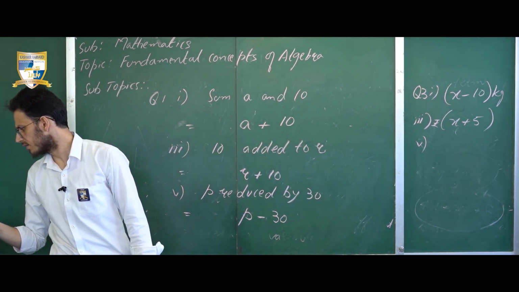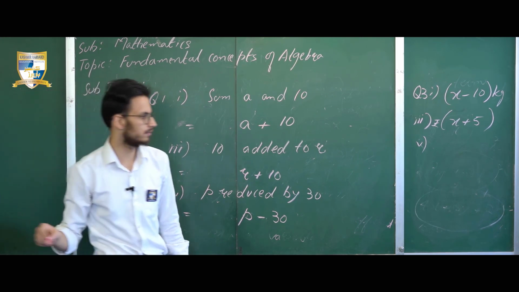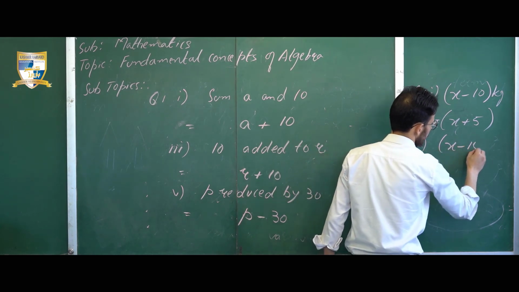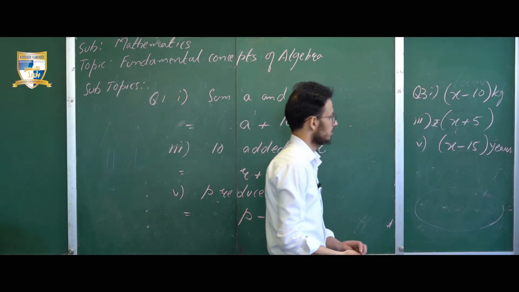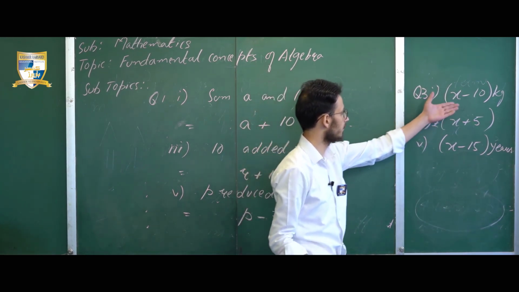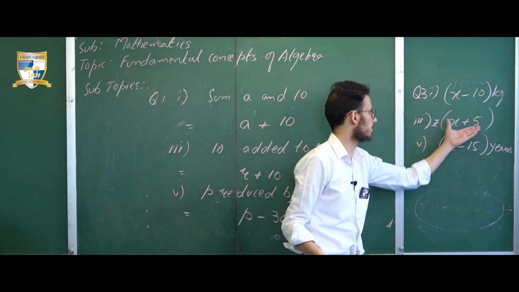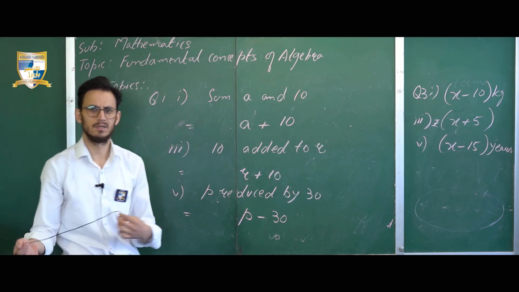And the next part: 15 years younger than x years. So x minus 15 years. This was a statement, and we have to convert these statements into algebraic form. So here we get the algebraic form of these statements. I hope you all understand this topic very well.